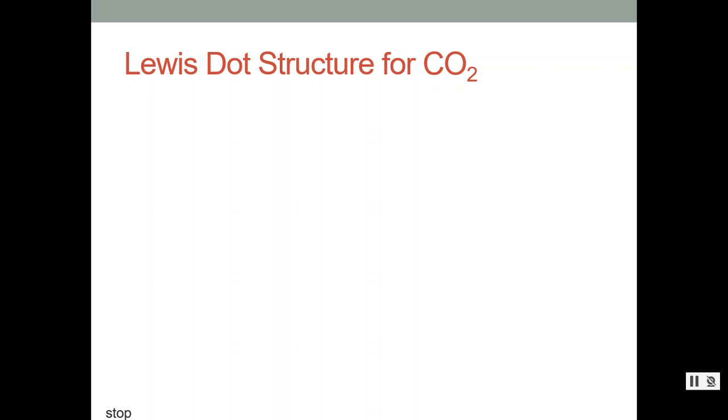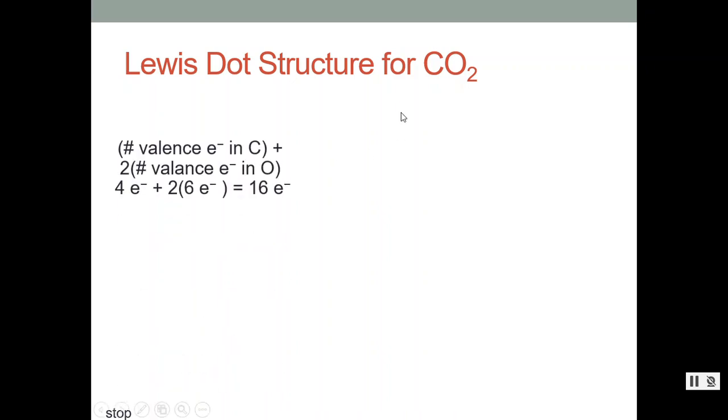So let's practice our Lewis dot structure skills that we learned in the previous video with this molecule, carbon dioxide. First step, determine the number of valence electrons. We've got one carbon, which is in group 4. We've got 2 oxygens, each in group 6. Since there's 2 of them, multiply by 2. So I have a total of 16 valence electrons that I need to place in my Lewis dot structure for carbon dioxide.